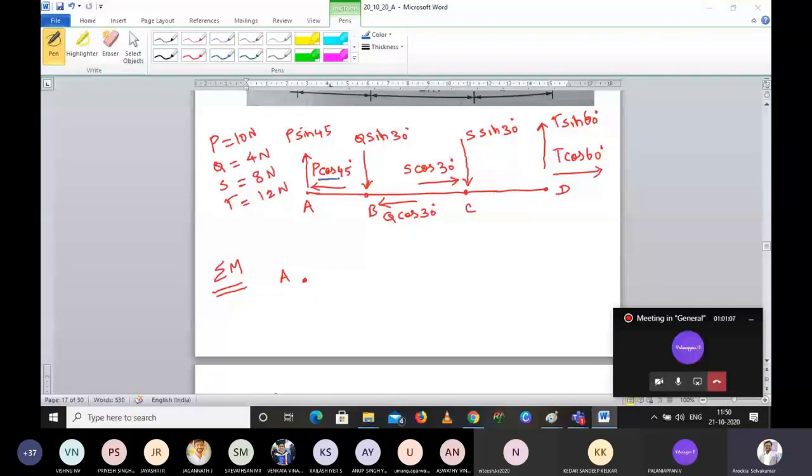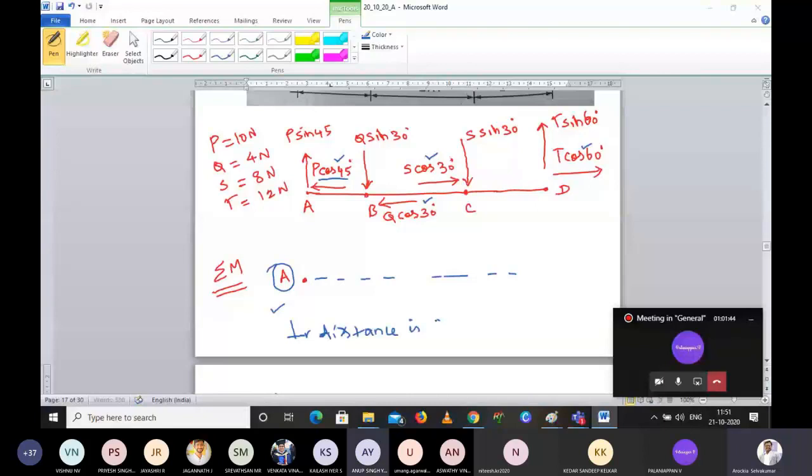Whether this P cos 45 will have some effect on A? No, sir. Why? Only the perpendicular component will have effect. Please listen. This P cos 45, this Q cos 30, this S cos 30 and T cos 60 are acting on the same line. So there won't be any perpendicular distance with respect to A. Please take a note of it. Perpendicular distance is 0 for all these forces.